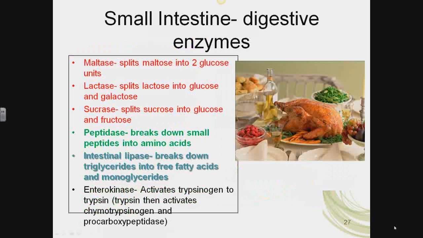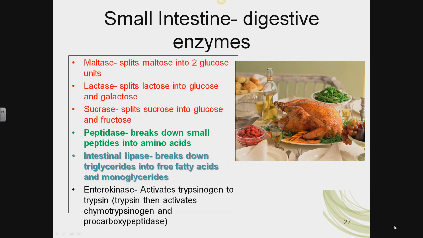In the brush border of the small intestinal cells, one can isolate several different enzymes that help in digestion. First, there are a few enzymes involved in carbohydrate digestion, such as maltase, lactase, and sucrase. These enzymes split larger sugars, like tri- and disaccharides, into monosaccharides. There is also an intestinal peptidase. A peptidase breaks down small peptides into individual amino acids. There is also an intestinal lipase that digests triglycerides into free fatty acids and monoglycerides.